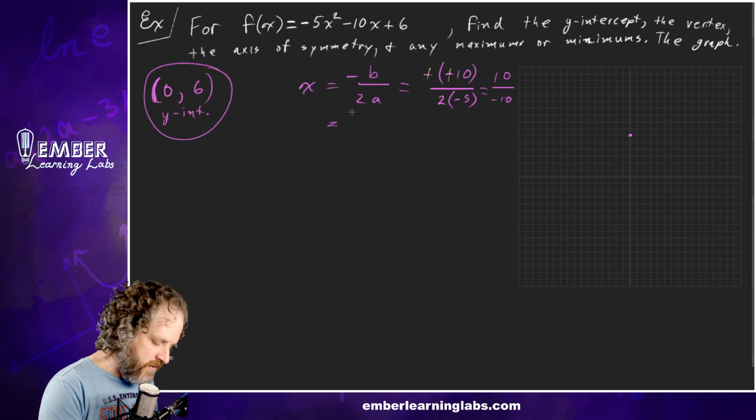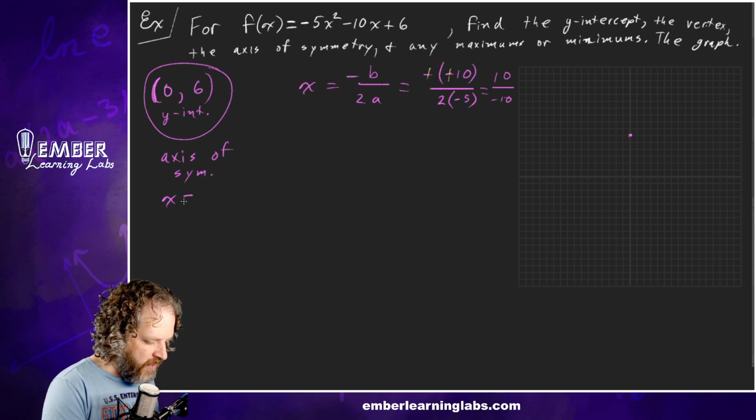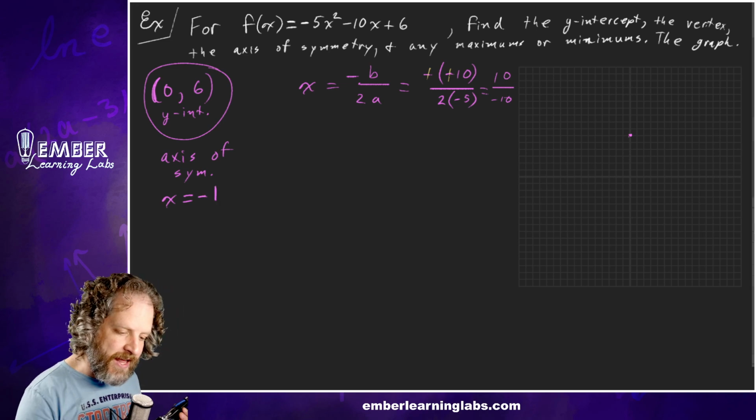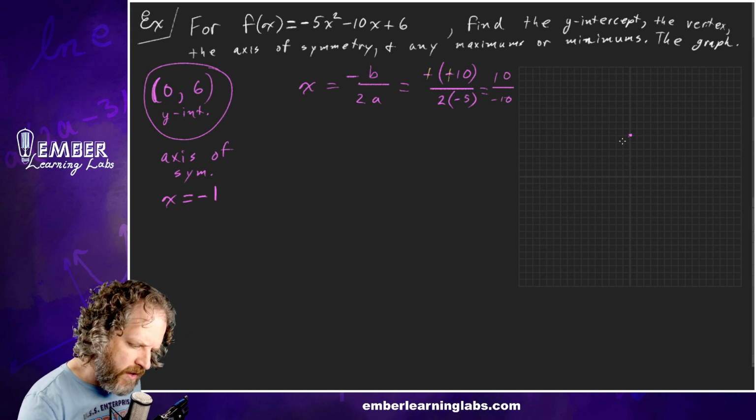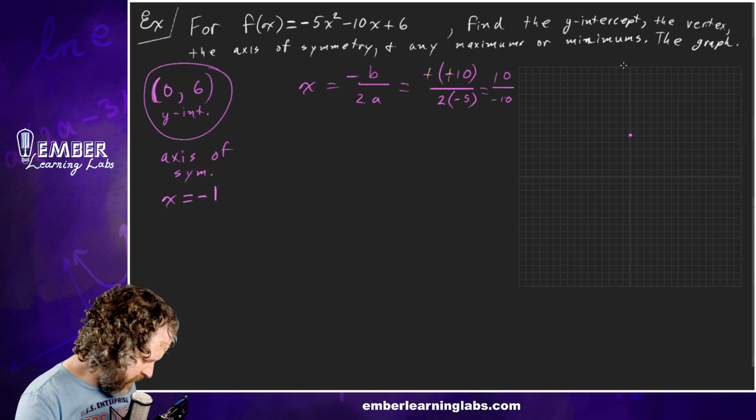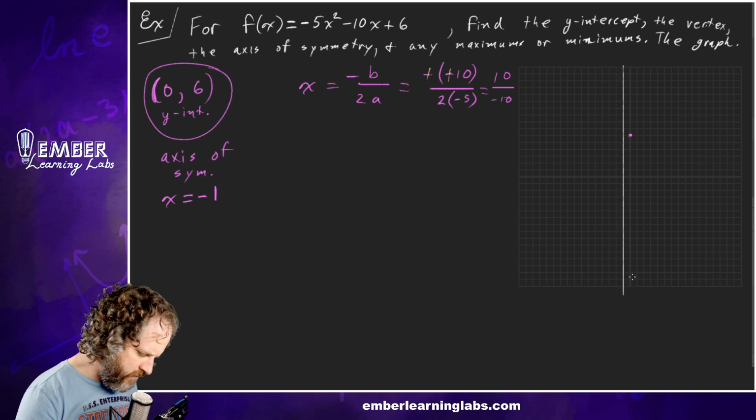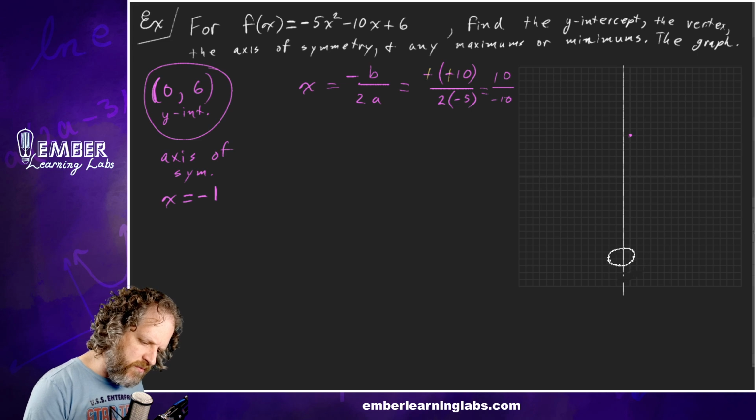So the x part, the axis of symmetry, go ahead and put it over here, is x equals negative 1. So we're going to go ahead and dot that in there. I'm going to shrink my brush one more, I think. And I'm going to dot in at x equals negative 1. When you draw the axis of symmetry, make sure you do a dashed line.